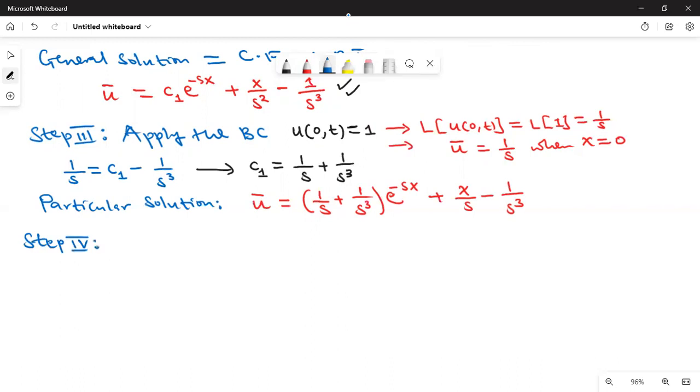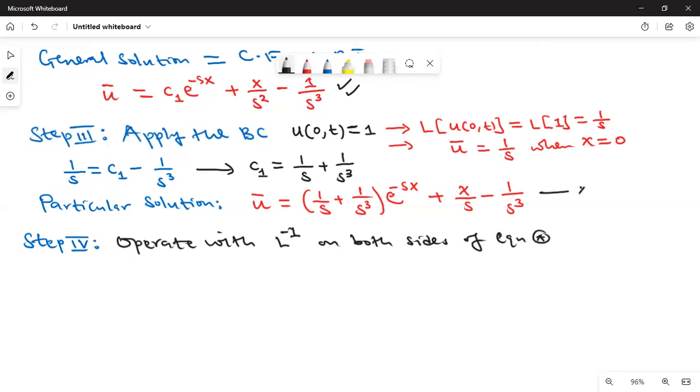In step 4, you now operate with L inverse on both sides of equation star. This is what I'm calling equation star. So that equation will look like this.